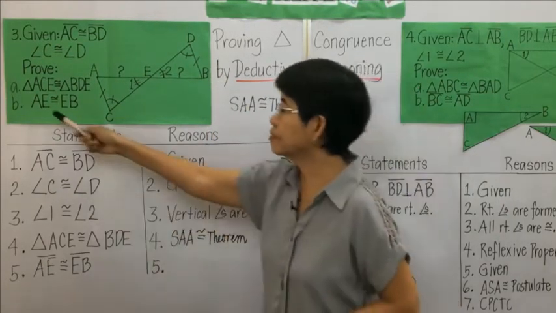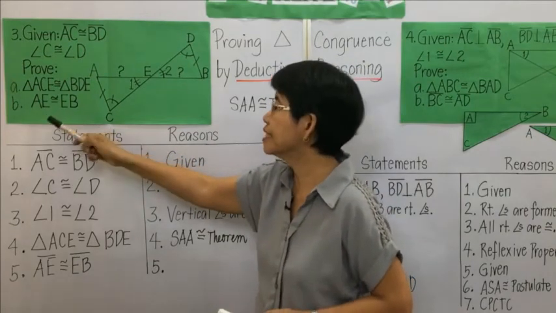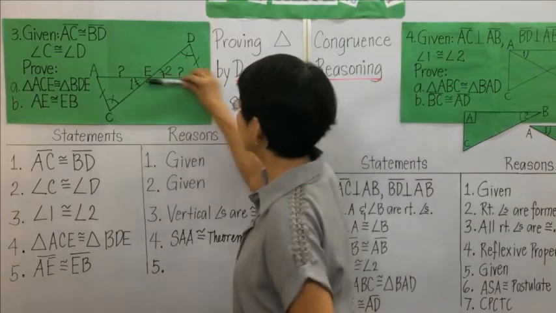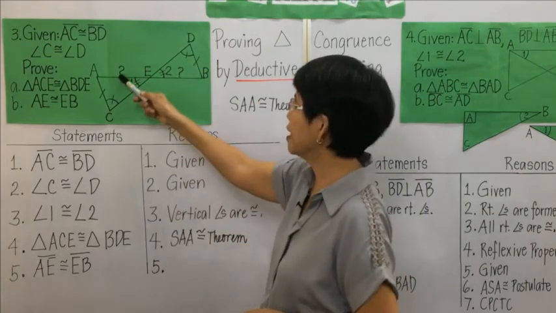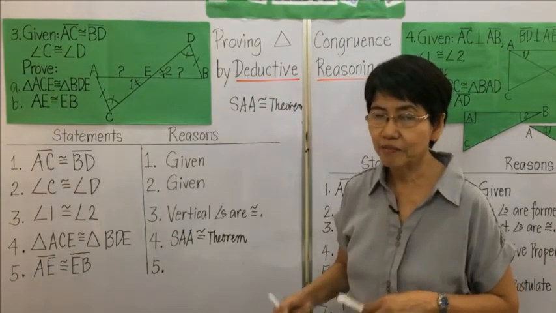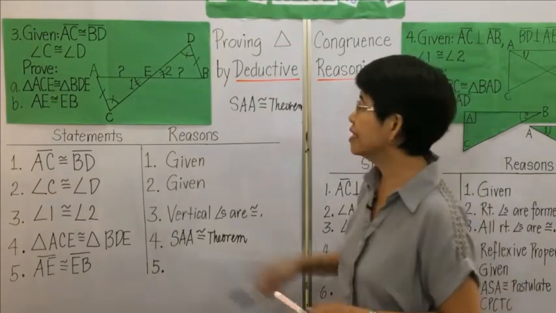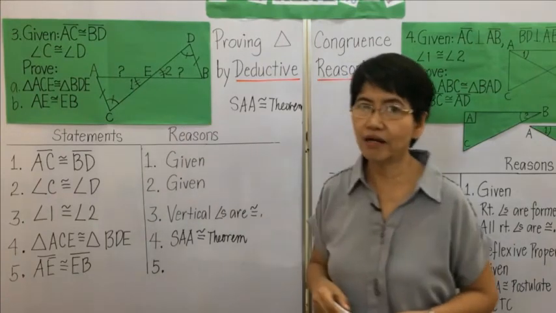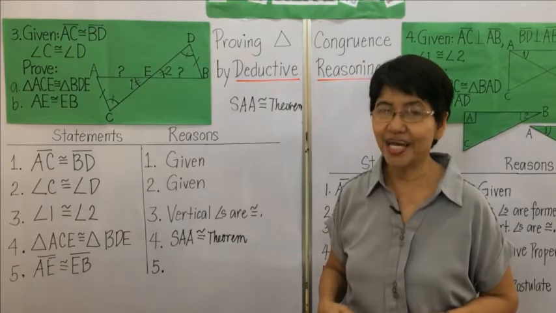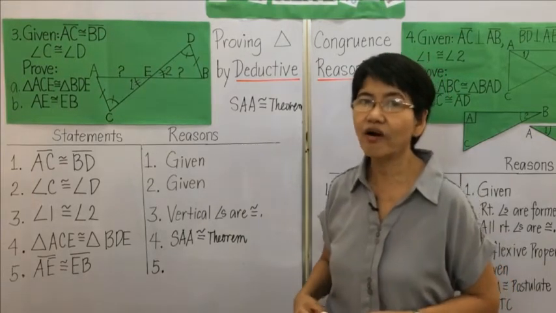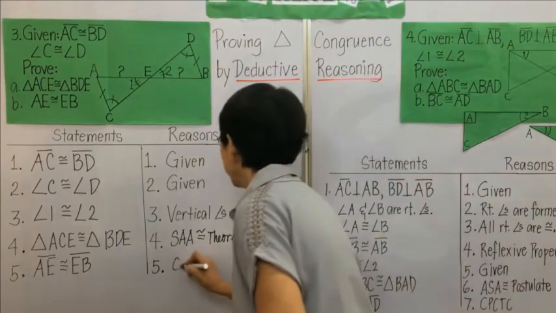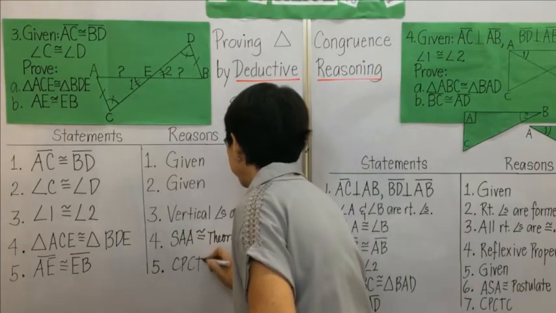And the second part that we're going to prove is AE is congruent to EB. We have a question mark here because that part is still to be proven. But now, we can assume that these two are congruent because the triangles are already congruent and corresponding parts of congruent triangles are congruent. CPCTC.